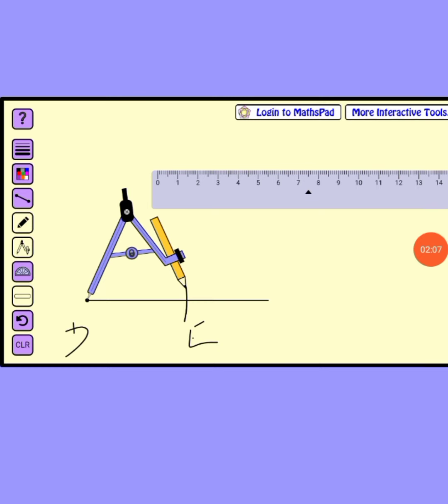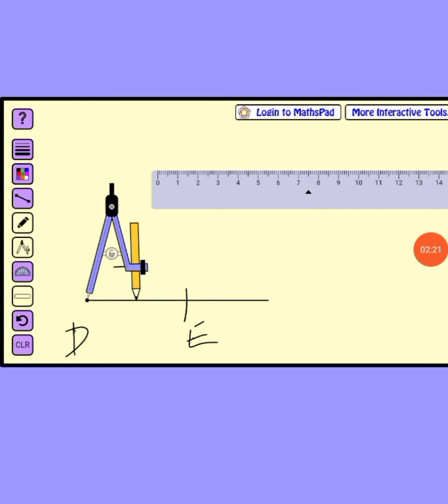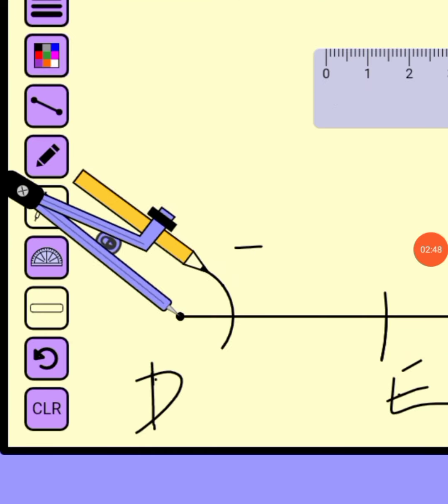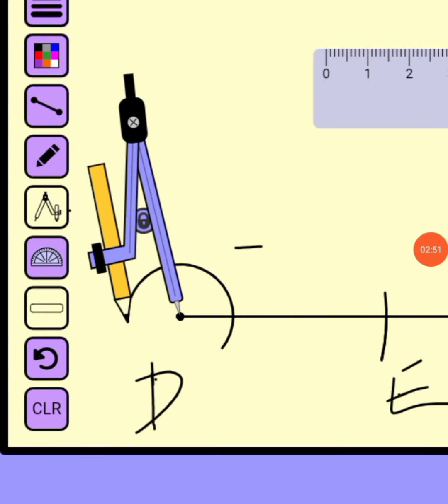So angle D, as I said, is 90 degree. How do I draw a 90 degree? As it is a construction, I will not be using any protractor. So I will bring this line shorter, and I can bisect the line and get 90 degree. Here I will draw the arc.